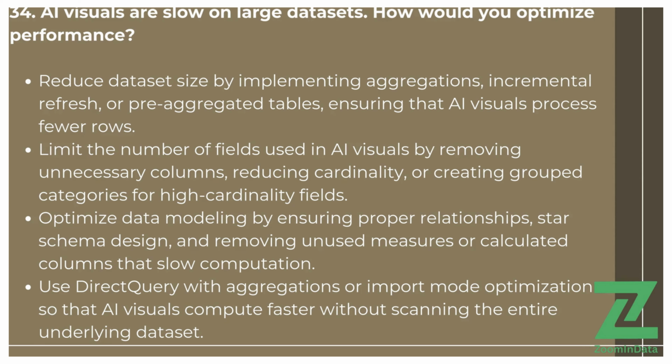high cardinality fields. Optimize data modeling by ensuring proper relationships, star schema design, and removing unused measures or calculated columns that slow computation. Use direct query with aggregations or import mode optimization so that AI visuals compute faster without scanning the entire underlying dataset.